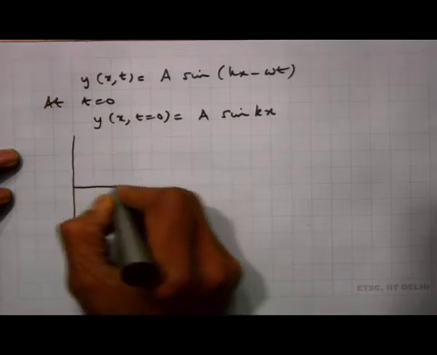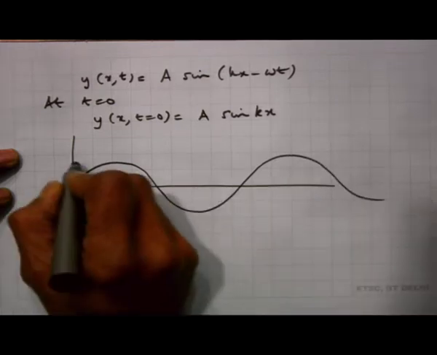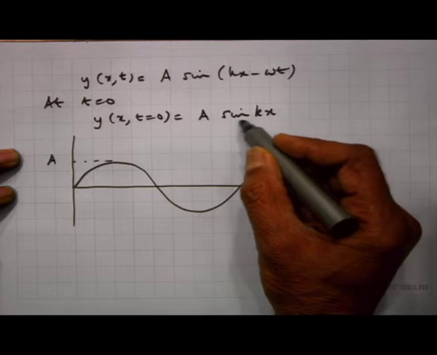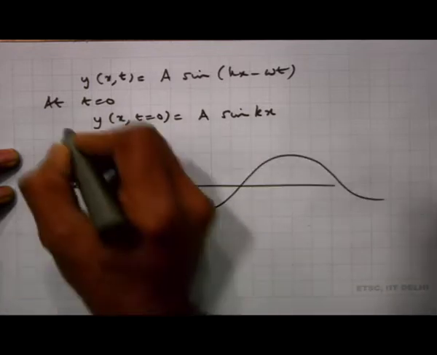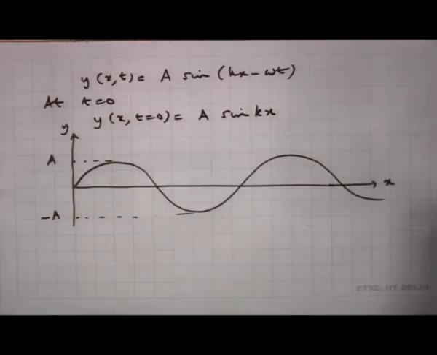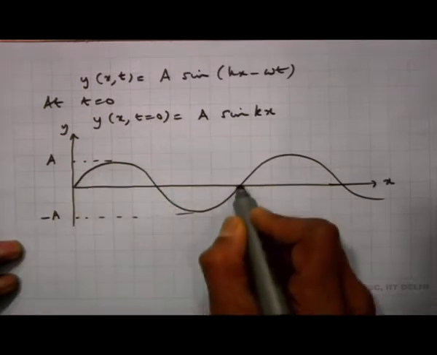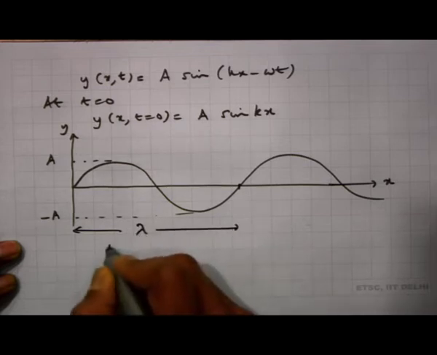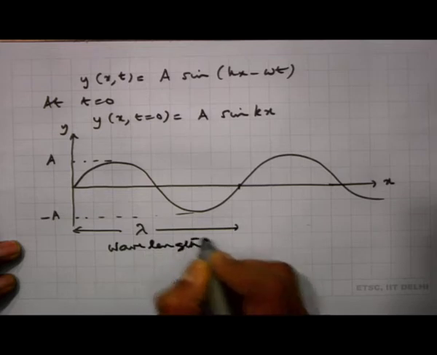So, let me draw the figure again here. So, a sin kx will look something like this. So, this is the amplitude A. Look here, the sine function varies between +1 and -1. So, it goes from plus A to minus A. So, this is y as a function of x. It is a sinusoidal function which repeats after every this distance. This distance is referred to as the wavelength of the wave.